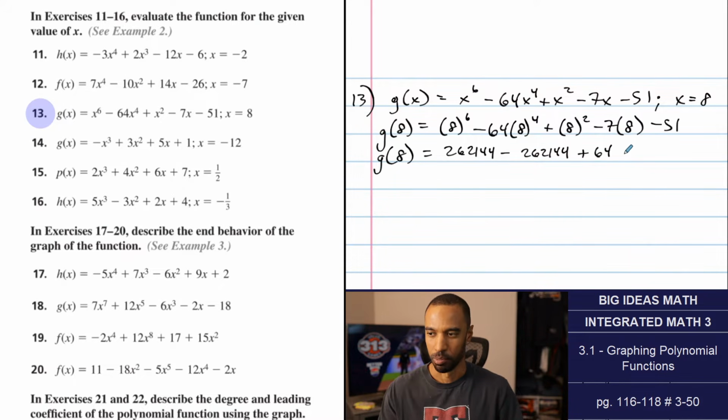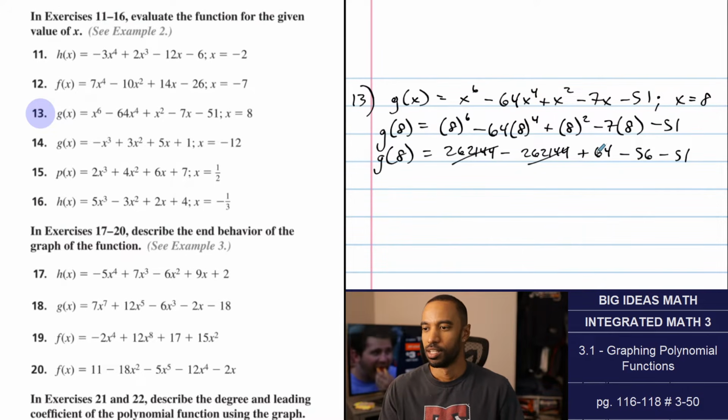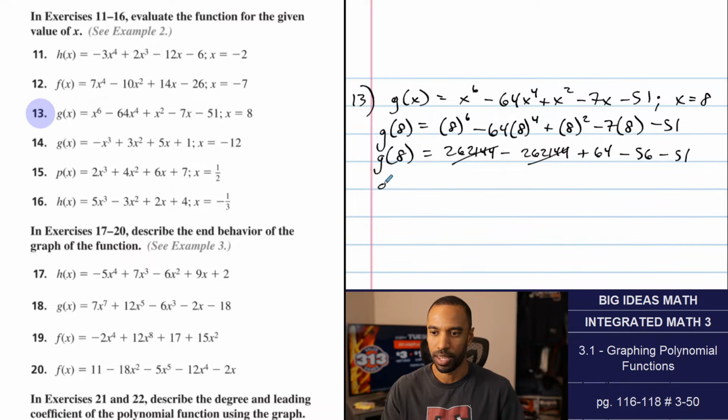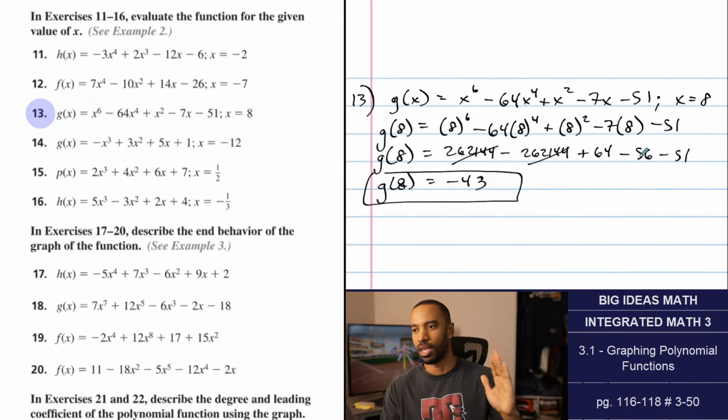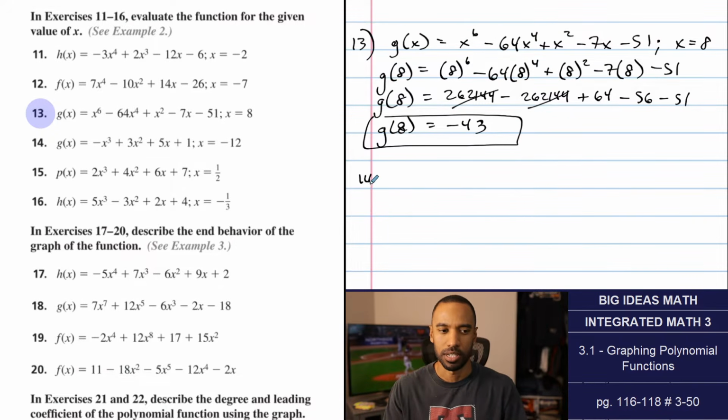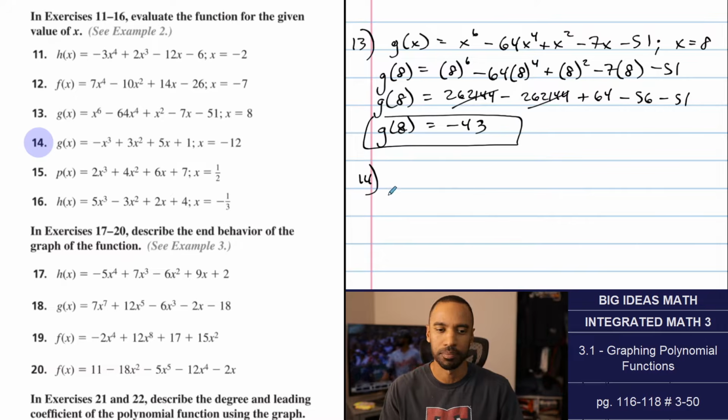Anyway, plus, so maybe we were supposed to do this one without a calculator. So these are gone. So 64 minus 56 is 8. 8 minus 51 is negative 43. Wait, did I say that right? I think so. Negative 43. Where did my 8 go? 8, right there. All right. 8 minus 51 is negative 43. Okay. Number 14. And if I calculated that wrong, just obviously fix that for yourself. You get the idea, hopefully, in what we are doing.